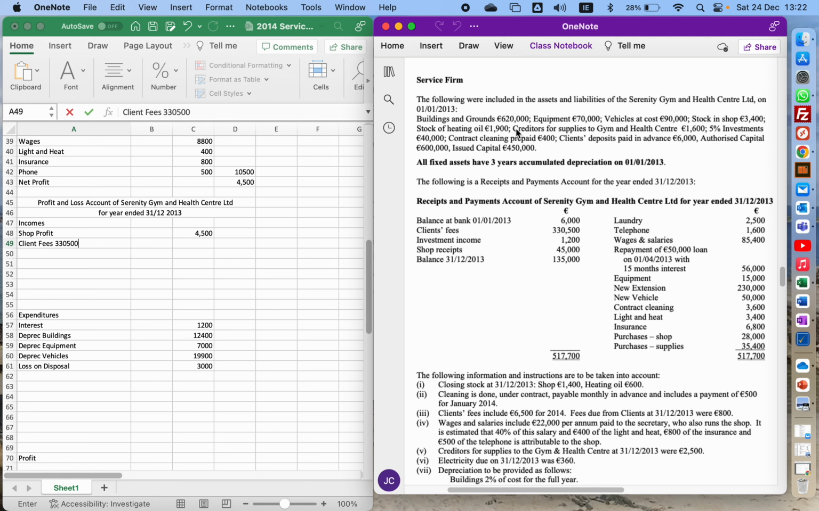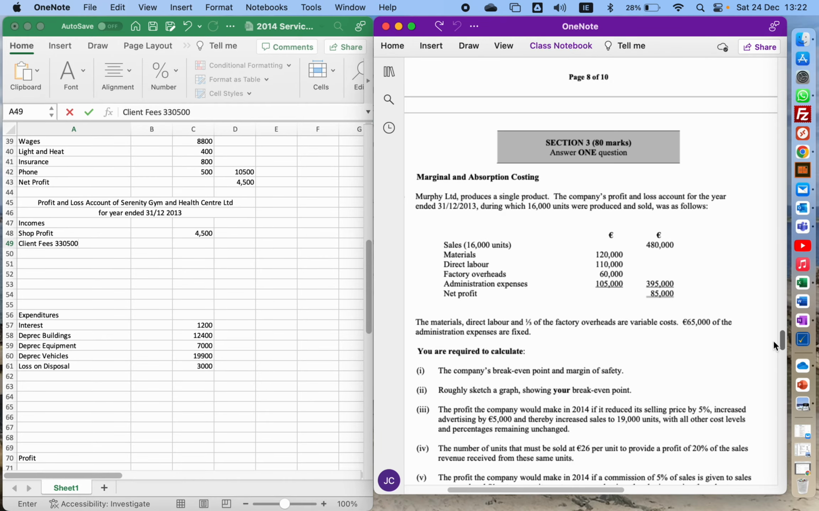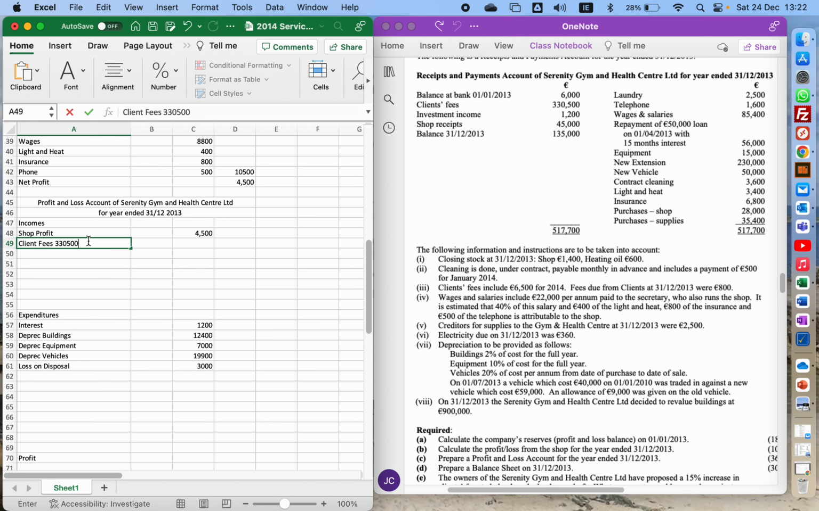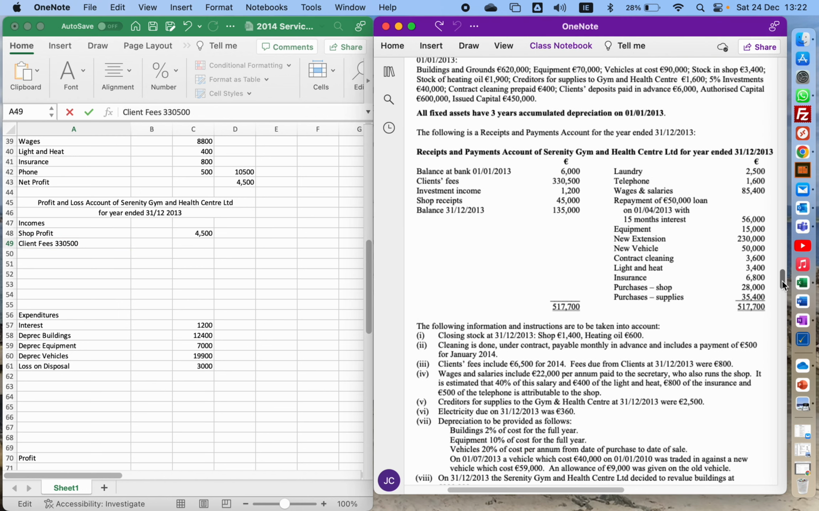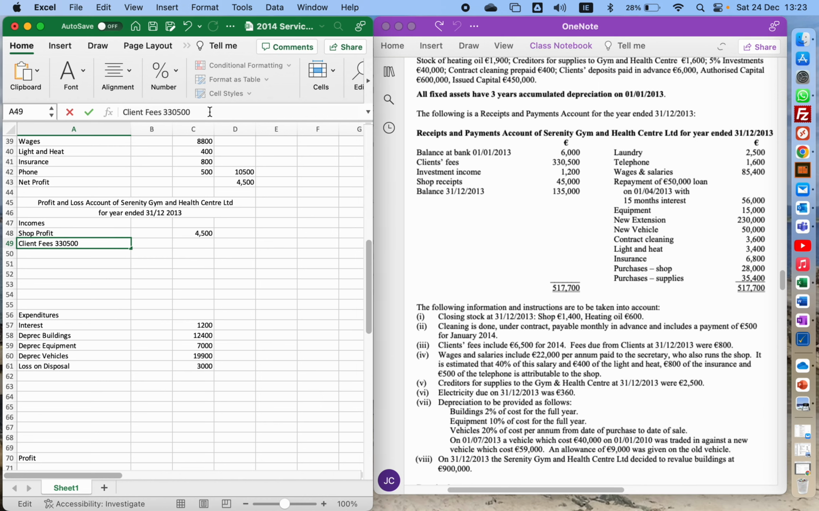Stock of heating oil, creditors, supplies, investment, contact cleaning, clients' deposits paid in advance, £6,000. So where there's clients' fees of £6,000 paid in advance, let's quickly check clients' deposits paid in advance. So that's nothing to do. That was paid last year for this year, so that's going to be used up this year. So it's going to be an income of this year.